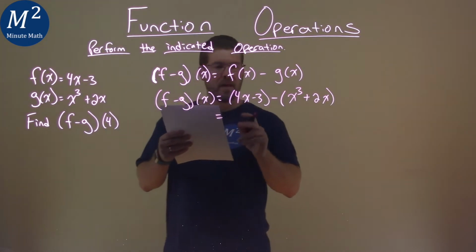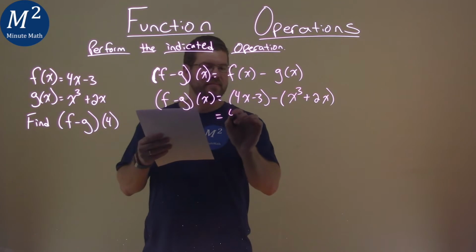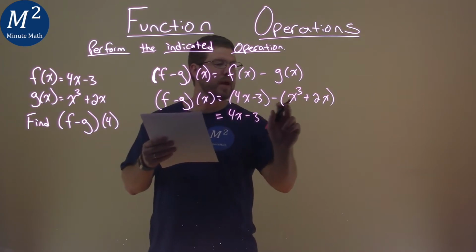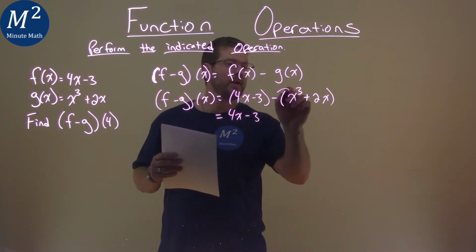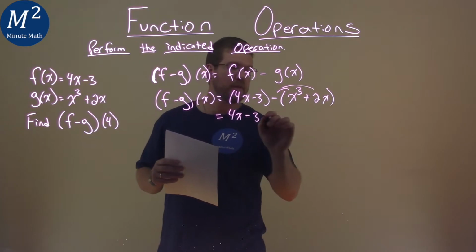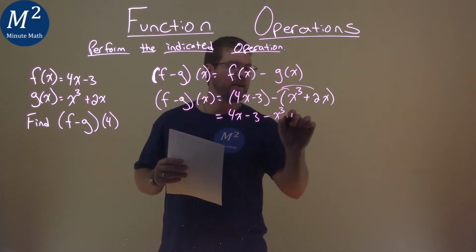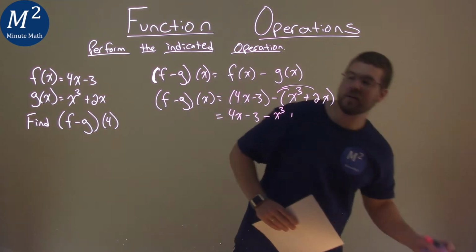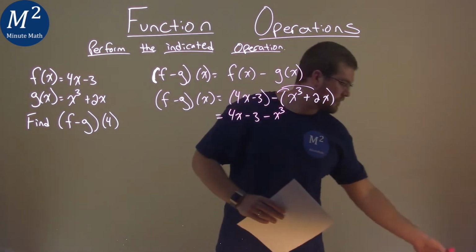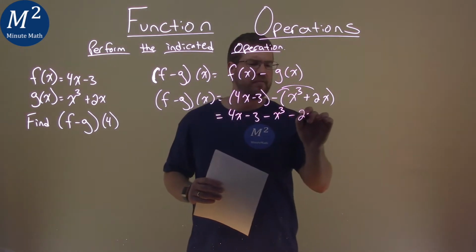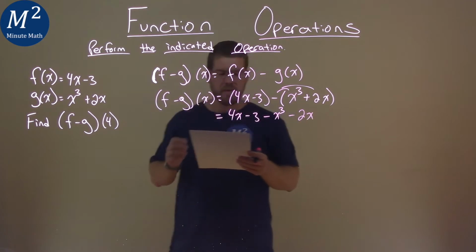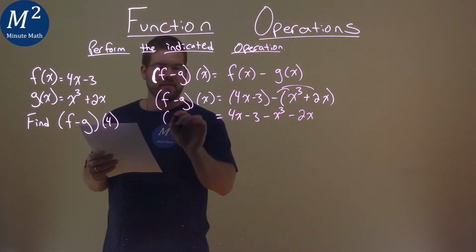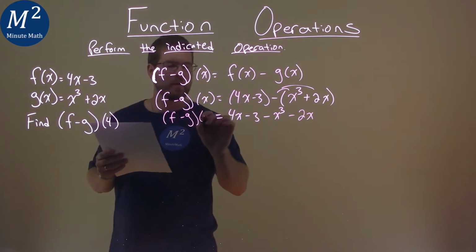Subtract here. Well, 4x minus 3 is really that. But when we're subtracting, make sure we distribute that minus sign to both parts here. So we have minus x to the third, and then plus, be careful here, minus a 2x, or plus a negative, however you prefer to see it. And so again, that is f minus g of x.